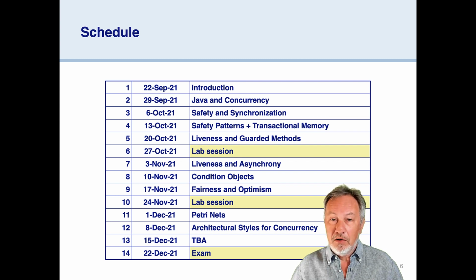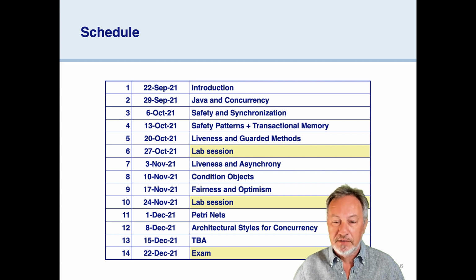We'll continue then by having a look at how asynchrony plays a role in building live programs, and we'll also see some other techniques, particularly condition objects. And then we'll have a quick look at fairness, and then the second lab session. At that point, we'll switch gear a little bit and look at some specialized topics. One of these is Petri nets, and another is the topic of architectural styles for concurrency, so at a slightly higher level than design patterns. Then there will be a final lecture, the topic of which is still to be announced. The exam will be during the regular semester and is planned for December 22nd.